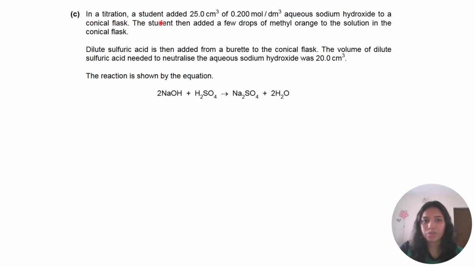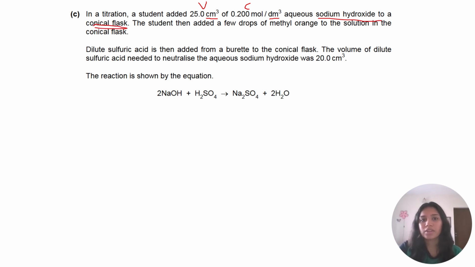In a titration, a student added 25 cm³ of 0.2 mol/dm³ aqueous sodium hydroxide to a conical flask. So what do we have from here? We have the volume of sodium hydroxide and the concentration. Keep in mind the volume is in cm³ and the denominator of the concentration is in dm³. So underline these units when you see them, because as soon as you see cm³ and dm³, you know you have to divide cm³ by 1000 to convert it to dm³, to make sure all the calculations are uniform.